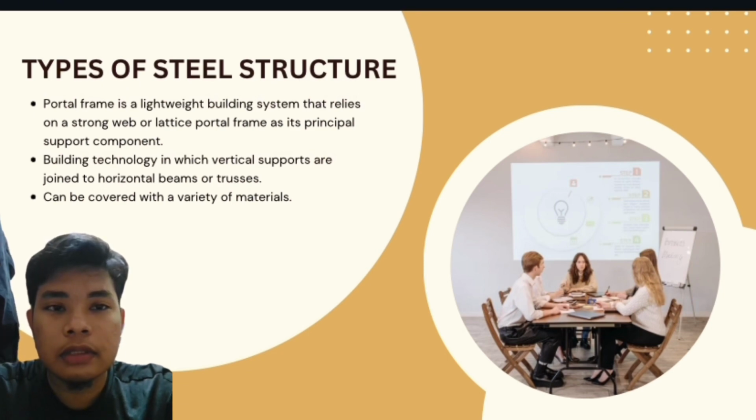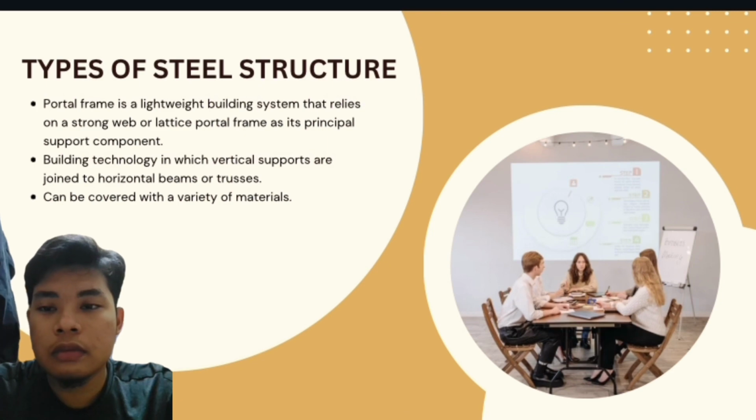Today I want to talk about types of steel structure for steel frame. The first one, a portal frame is a lightweight building system that relies on a strong web or lattice portal frame as its principal support component. It is welded steel with equal or varying cross sections. Hot roll H-shaped steel or cold form thin wall steel are used to construct the frame.